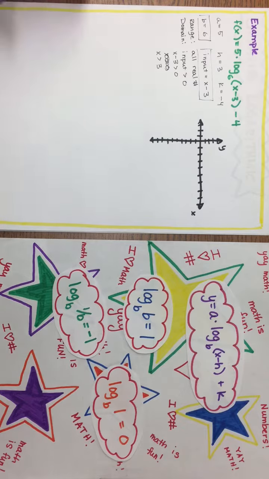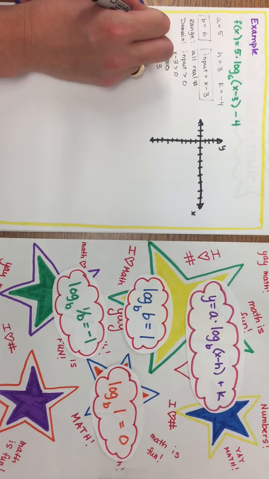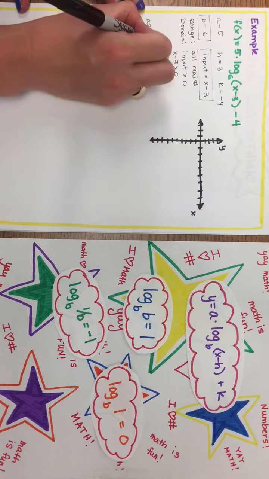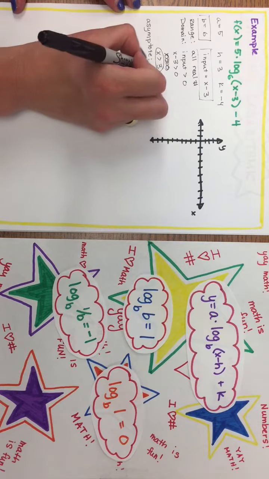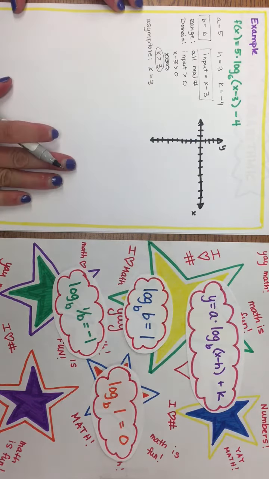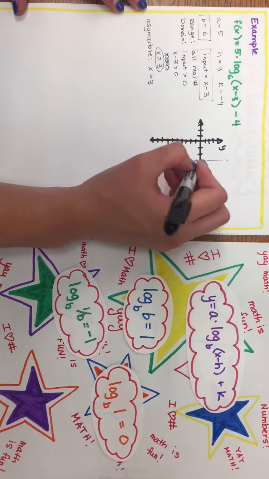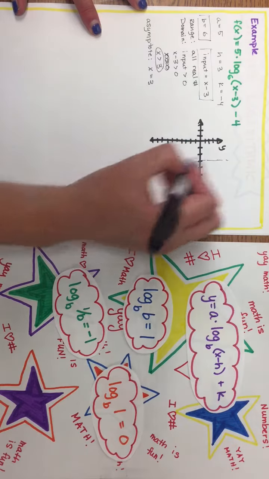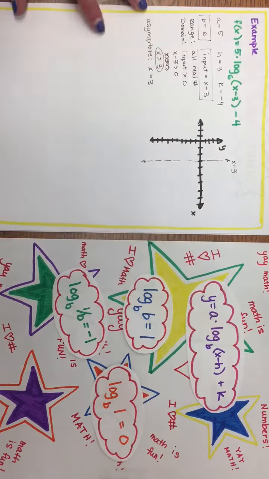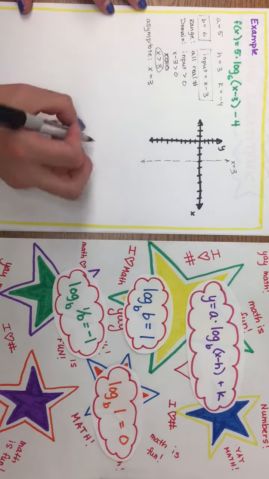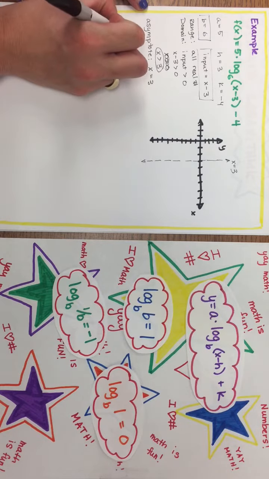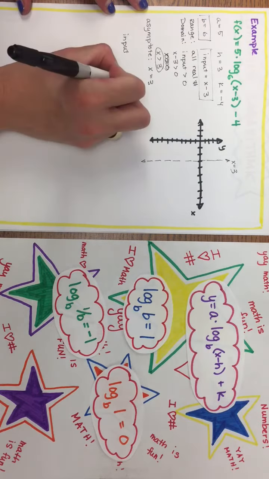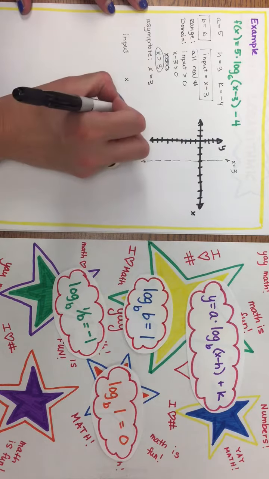We will also always have a vertical asymptote in logarithmic functions. To find our asymptote, we take our domain and turn it into an equal sign. So x equals 3 becomes my vertical asymptote. So here is my vertical asymptote, x is equal to 3. Now I need to make a table of values. I'm going to make 3 columns to my table. The first is input, then x, then y.